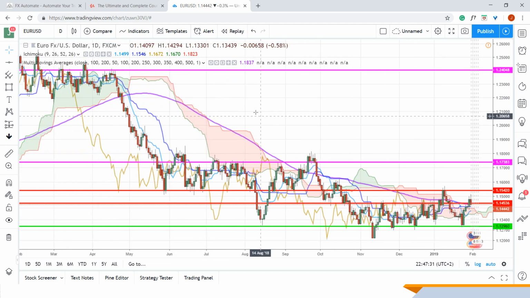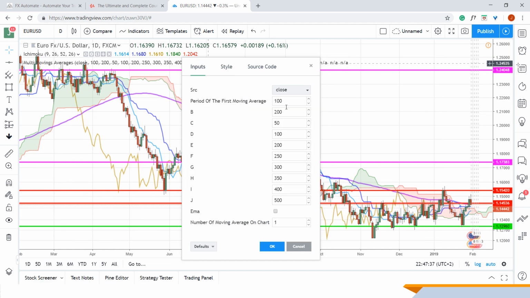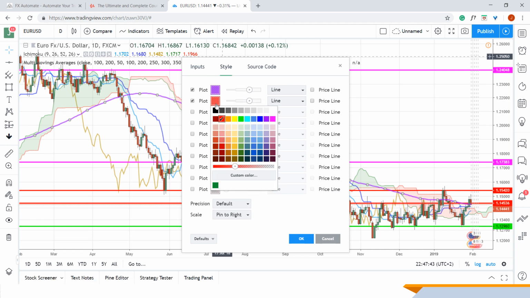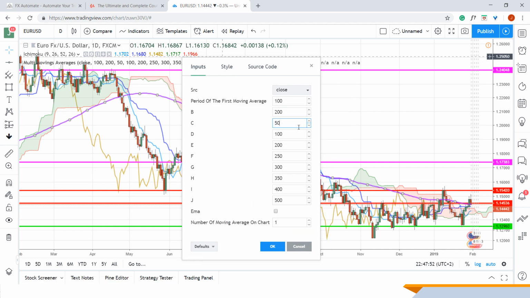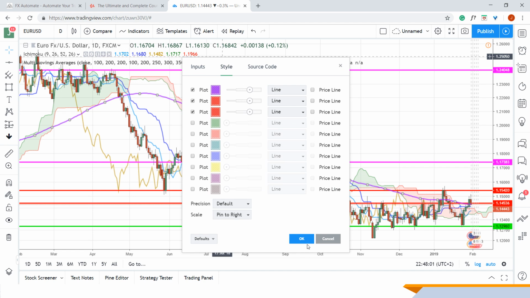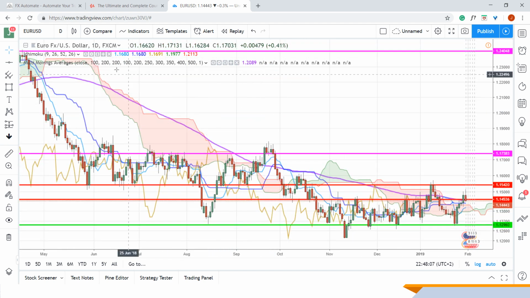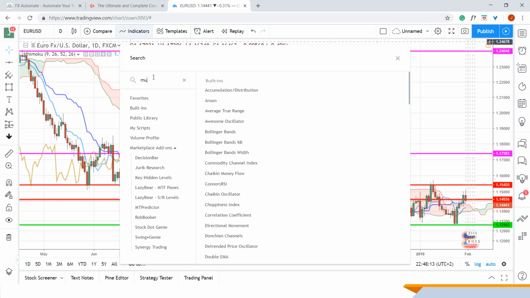Why do I feel I'm missing a line here? 100, 200. I'm missing my 200 moving average. Where is it? Sorry guys, I just want to get my 200 moving average on here. I do believe this indicator might be a bit whack, so I'm just going to use a different one. Apologies for wasting your time.